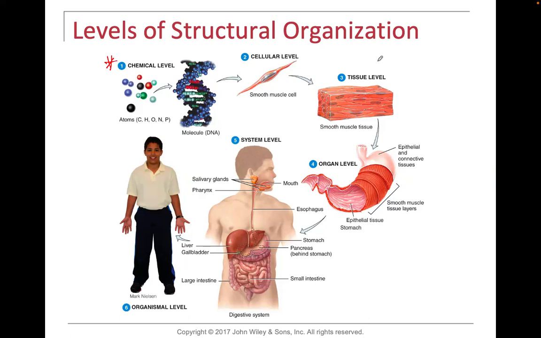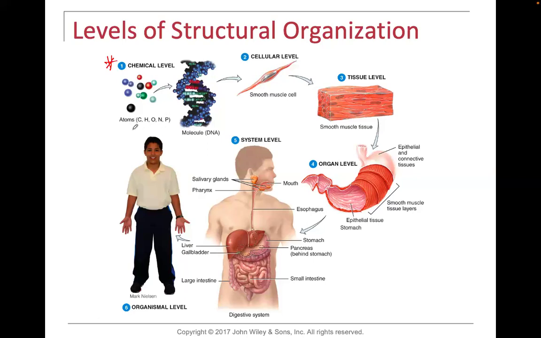Okay, the chemical level. When we talk about chemicals, I think of biochemicals or biochemistry. We think of proteins, carbs, and fats. That's why nutrition is so important. But when we look at proteins, carbs, and fats, these things are just made up of carbon, hydrogen, oxygen, nitrogen, and phosphates.